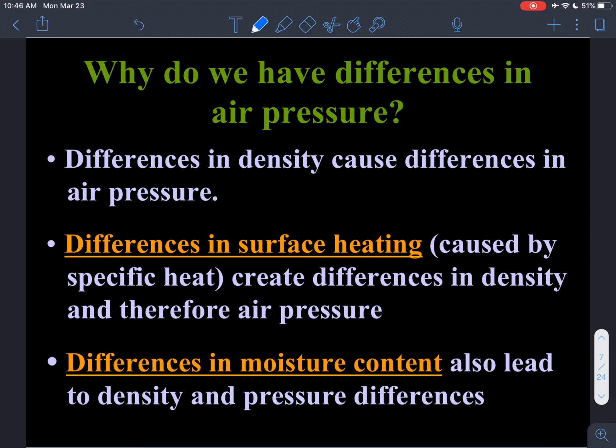The reason that we have differences in air pressure is due to the way that the ground or that area heats up. We discussed previously that different locations will heat up or cool down at different rates. So that's one of the main reasons for differences in air pressure. Another reason would be how much moisture is in that area. We're going to talk about both of those in more detail right now.